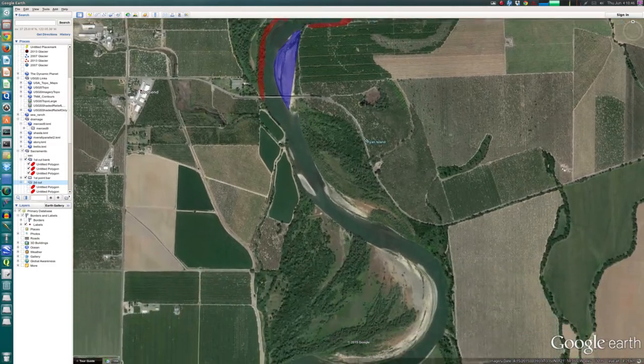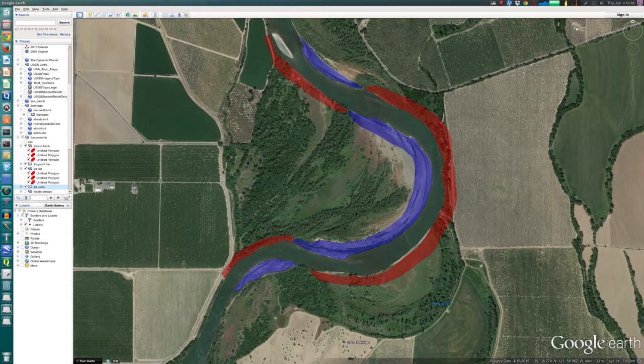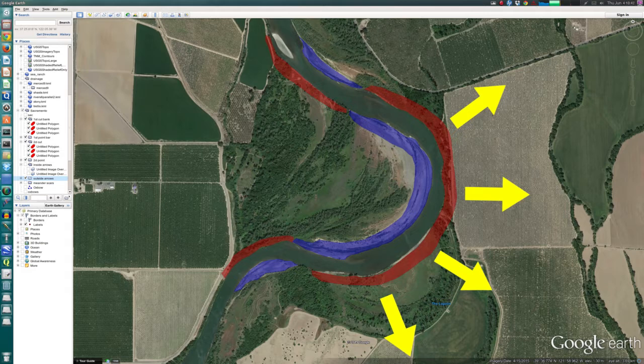Let's take a look at another section of the river. Here, the cut banks are shown in red and the point bars are shown in blue. The outside bank is going to migrate in the direction of the yellow arrows. Upstream and downstream from this section, the river is going to move in the direction of the arrows.